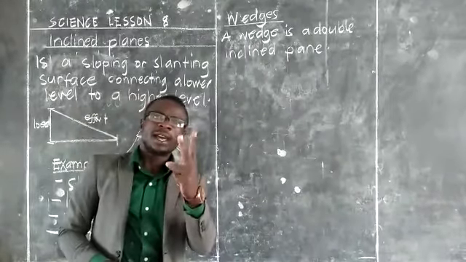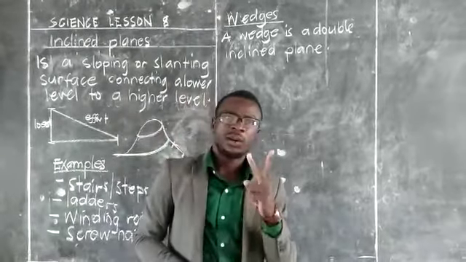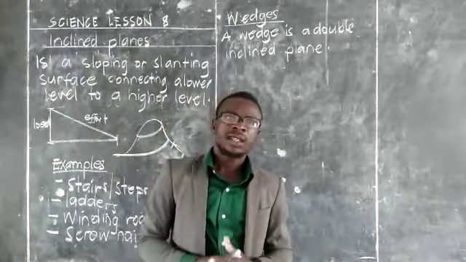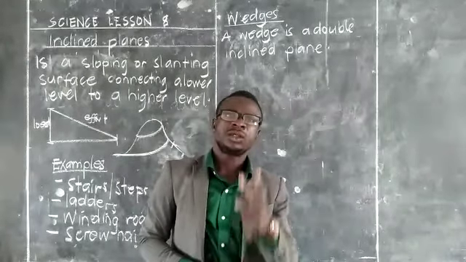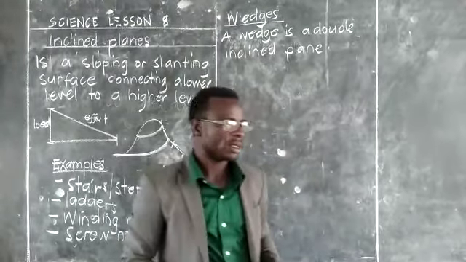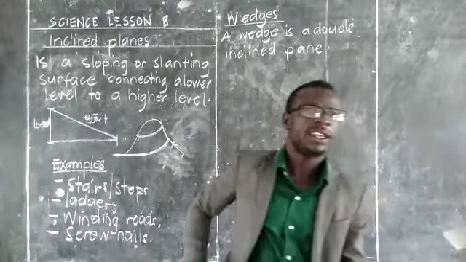It has two inclined edges, which are used for cutting or splitting objects into different parts. An example of a wedge can be seen here.